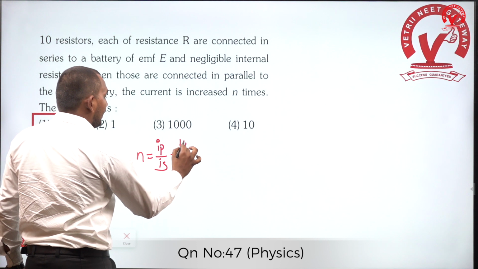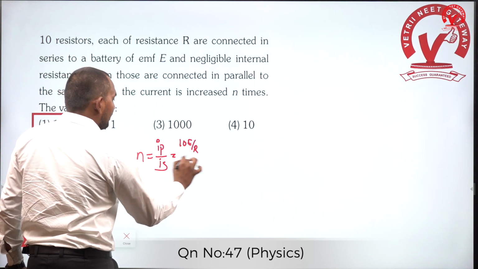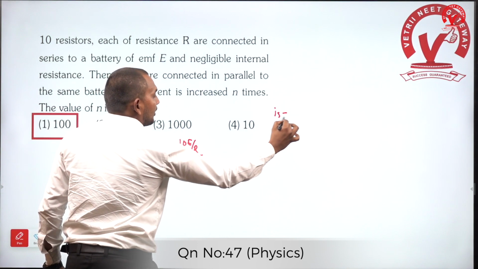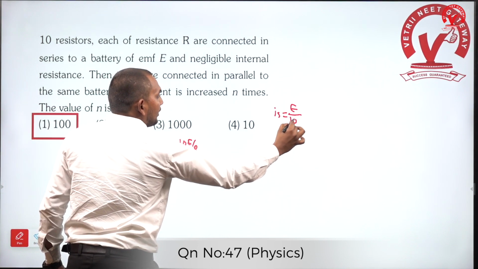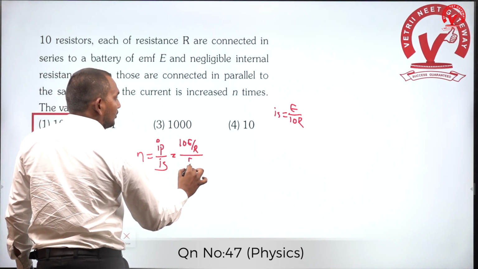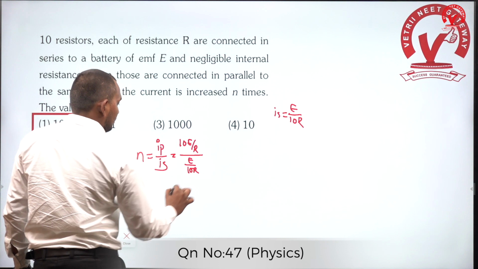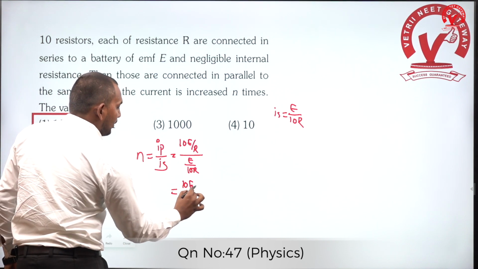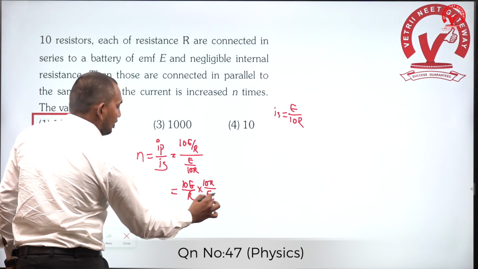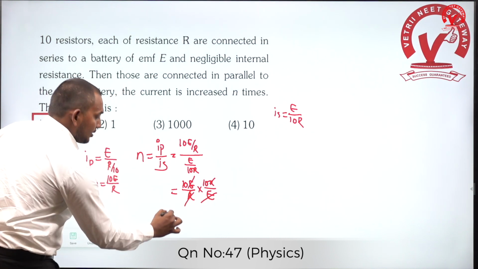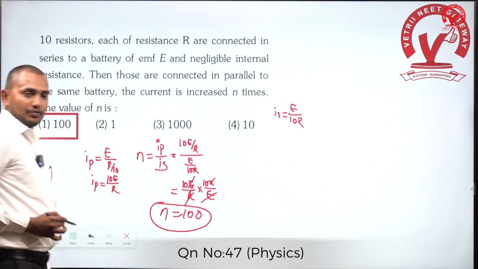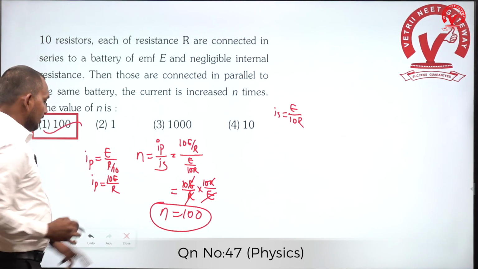So 10E divided by R, divided by the series combination current, which is equal to E divided by 10R. Then 10E by R into 10R by E. E gets cancelled, R gets cancelled, it is 100. So n is equal to 100 times. So it is option A.